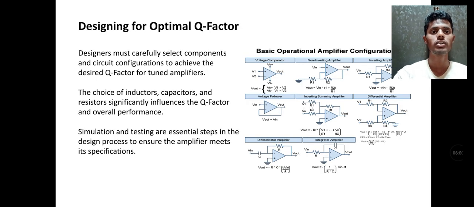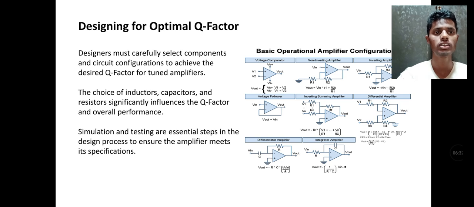Designing for optimal Q factor. Designers must carefully select components and circuit configurations to achieve the desired Q factor for tuned amplifiers. The choice of inductors, capacitors, and resistors significantly influences the Q factor and overall performance. Simulation and testing are essential steps in the design process to ensure the amplifier meets its specification. These are the basic operational amplifier configurations.